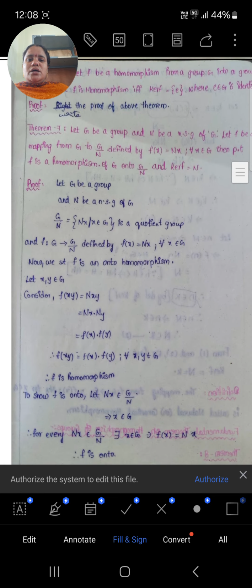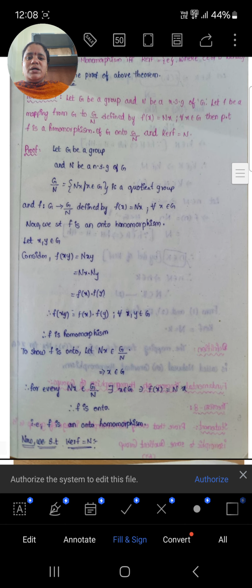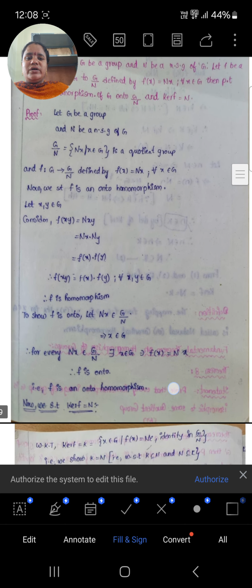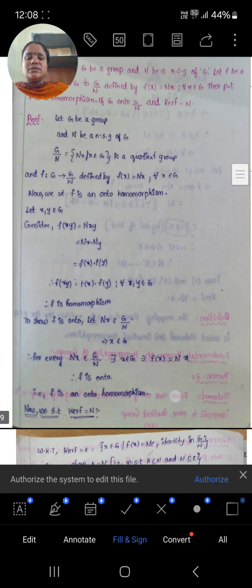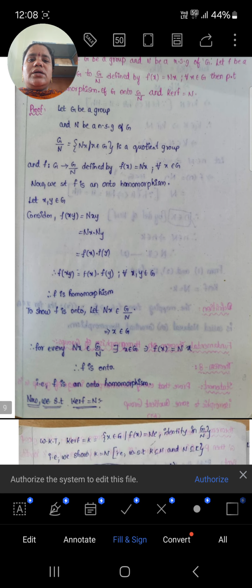Next, let G be a group and N be a subgroup of the group G, and f be a mapping from G to G by N defined by f of x is equal to Nx for all x belonging to G. Then prove that f is a homomorphism of the group G onto G by N and kernel f is equal to N.